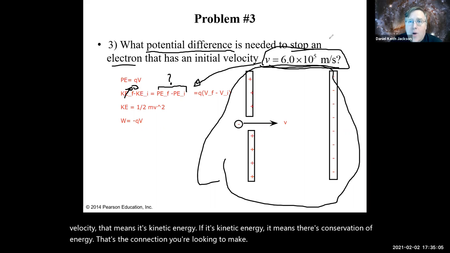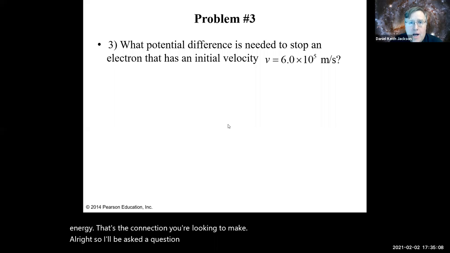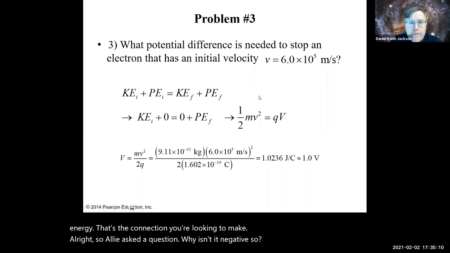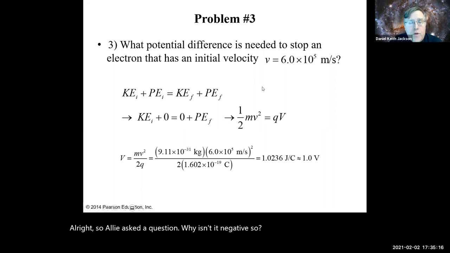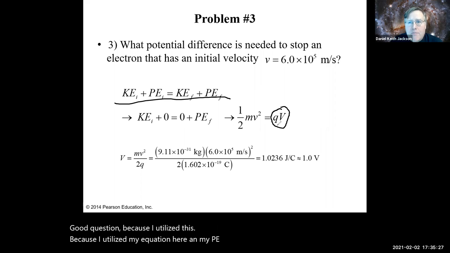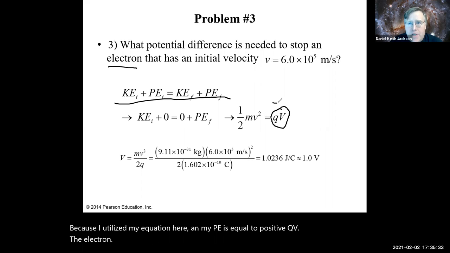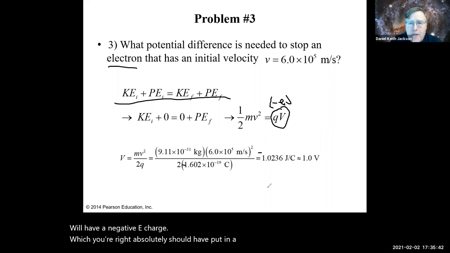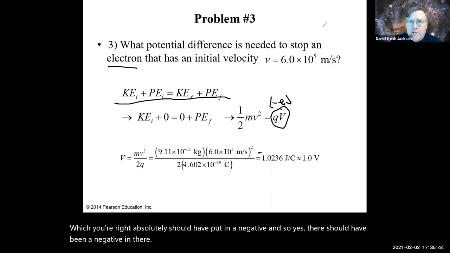All right, so Ali asked a question, why isn't it negative? Good question, because I utilize my equation here, and my PE is equal to positive QV, the electron will have a negative e charge, which you're right, absolutely should have put in a negative. So yes, there should have been a negative in there. Typo on my end. Thank you, Ali. Good catch.